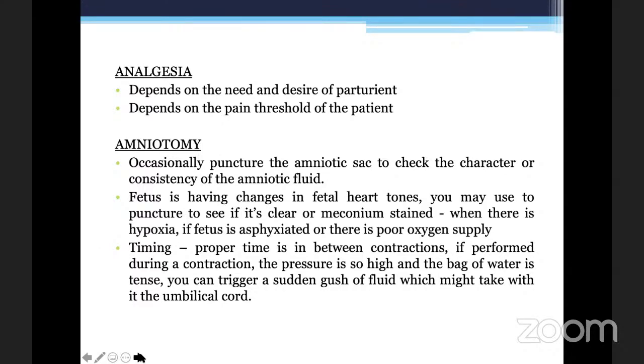Amniotomy: occasionally puncture the amniotic sac to check the character or consistency of the amniotic fluid. If the fetus is having changes in the fetal heart tones, you may puncture to see if it's clear or meconium stained, as when there is hypoxia, if the fetus is asphyxiated or there is poor oxygen supply. Timing: the proper time is in between contractions. If performed during a contraction, the pressure is so high and the bag of water is tense, you can trigger a sudden gush of fluid which might take with it the umbilical cord.